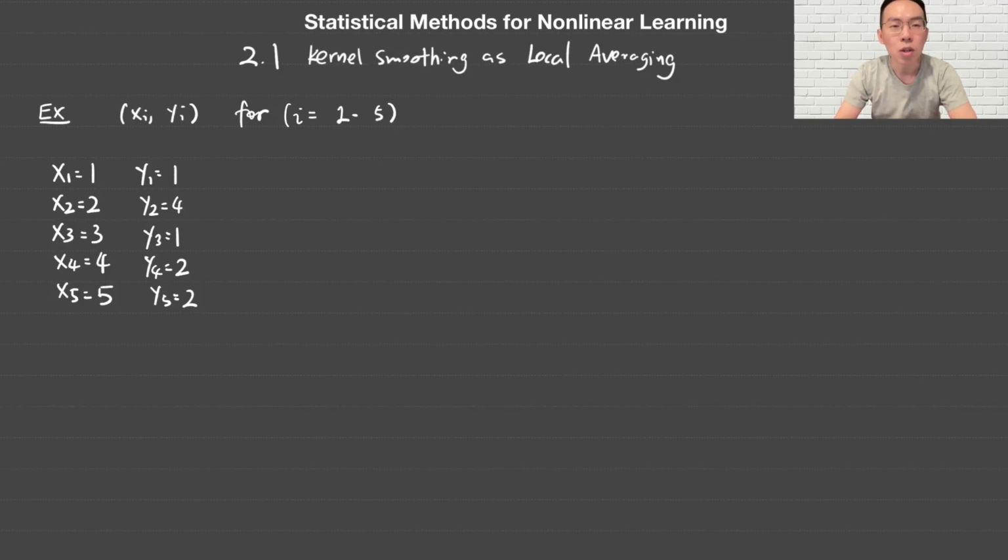Today, let's talk about kernel smoothing. This is perhaps the easiest way to fit a smooth curve. Suppose we are given some noisy data, then we can just take the local average of that noisy data to obtain a smooth curve. So let me give you an example.